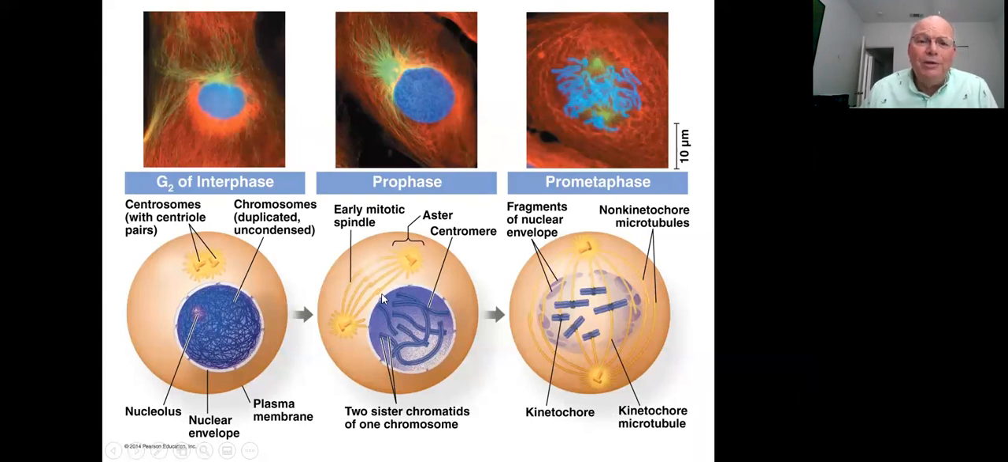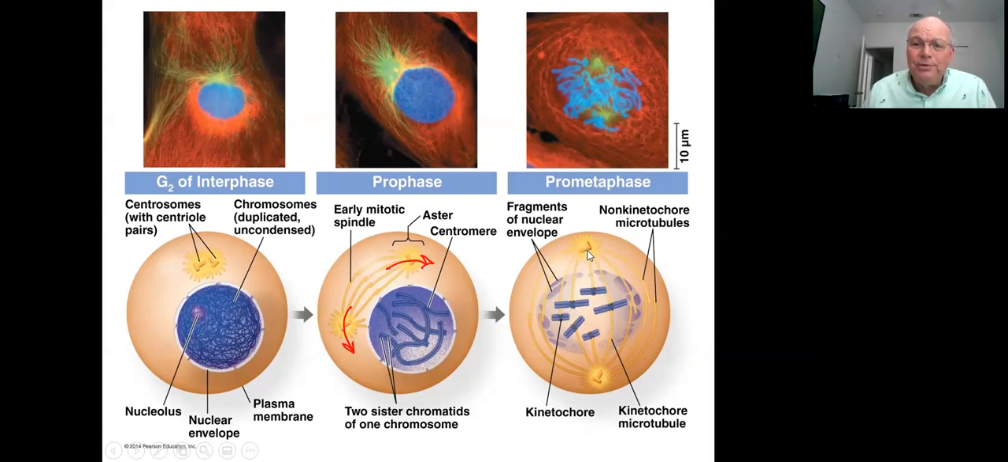They start to move away from each other, in opposite directions. And as they move, the spindle starts to grow. The microtubules start to grow out of the centrosomes, and the spindle starts to form a cage-like structure that eventually surrounds the whole of the nucleus. Then as the nuclear envelope starts to break down, some of the microtubules attach to the kinetochore structures.